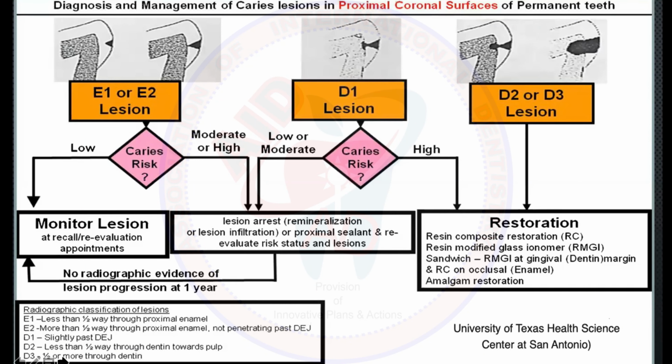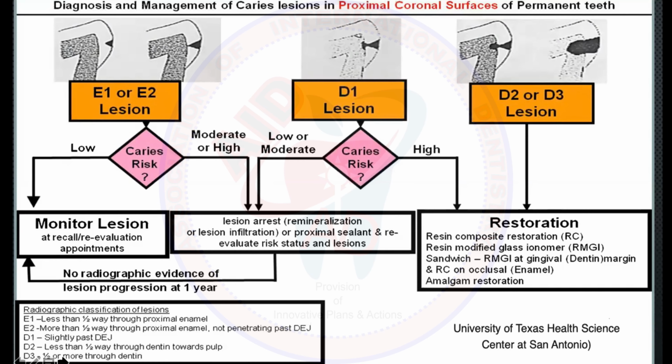But for D1, till D1, the studies say there is no cavitation. The surface is intact. So you do not need to prepare a cavity. When you find, on a radiographic X-ray, a radiolucency just crossing the dentinal enamel junction.